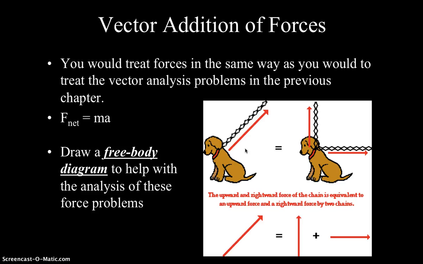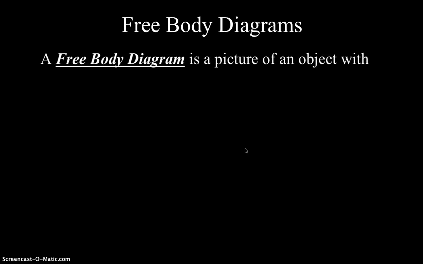So for all forces that are applied onto an object, we can still break it up into the x direction and the y direction, just like before. Nothing's changed. The process is the same. The only difference is instead of a velocity, we have a force. Instead of a displacement, we now have a force. So what is a free body diagram?